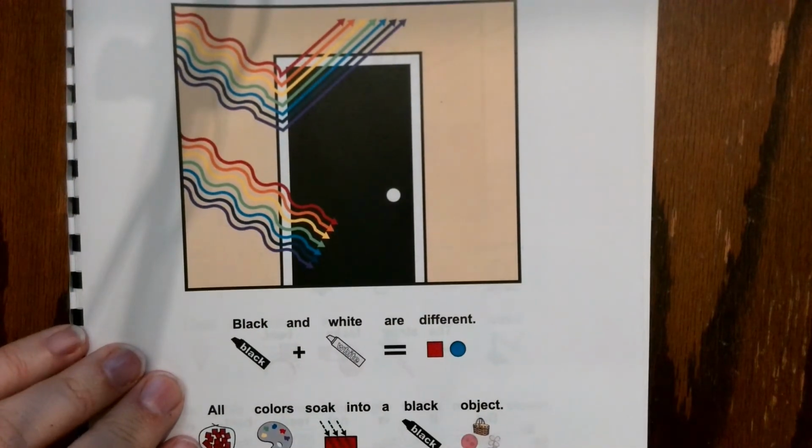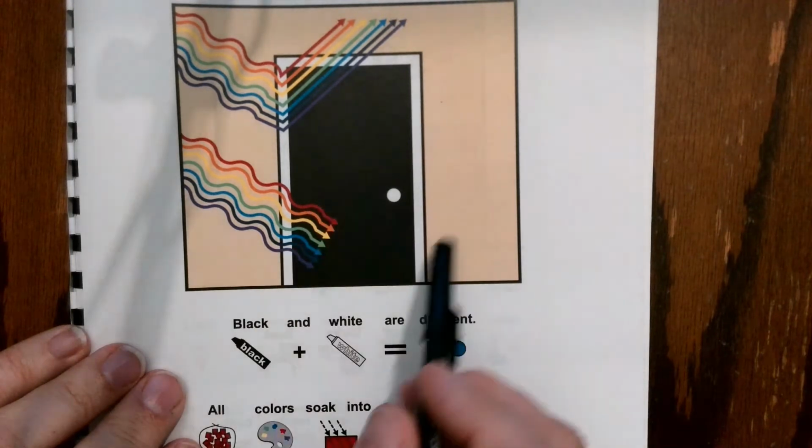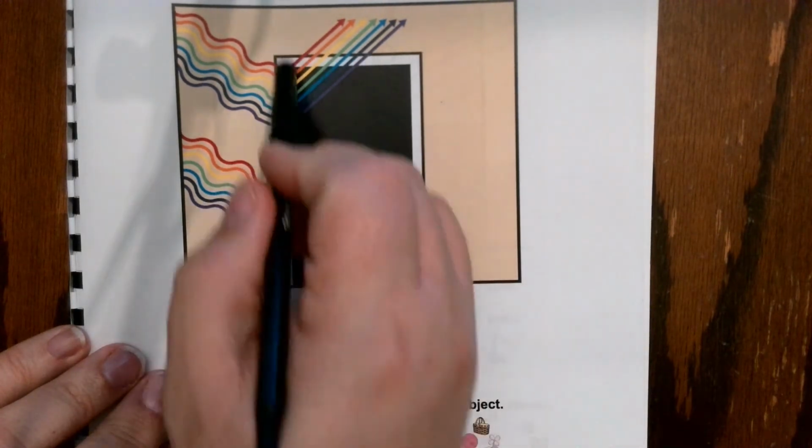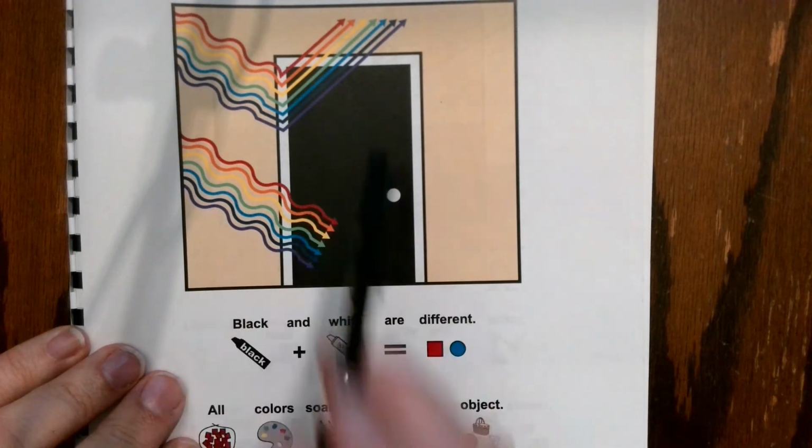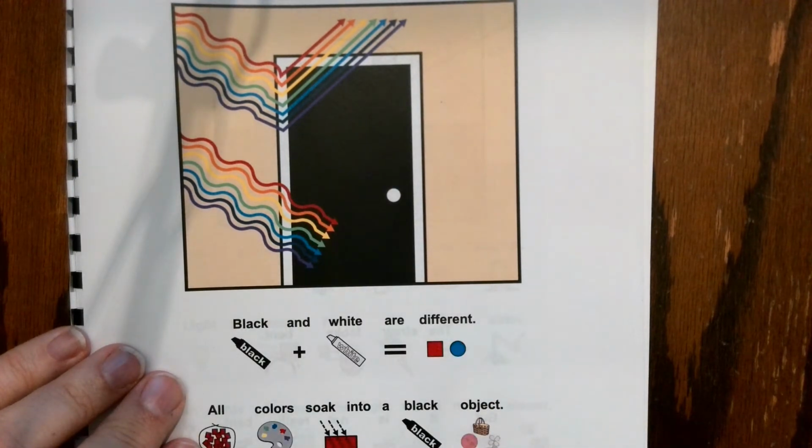Oh my goodness, take a look at this picture. What do you see? Yep, I see a door, and I see a wall. There's the door. Oh, and there's a white door frame. What color is the door? The door is black. So check this out.